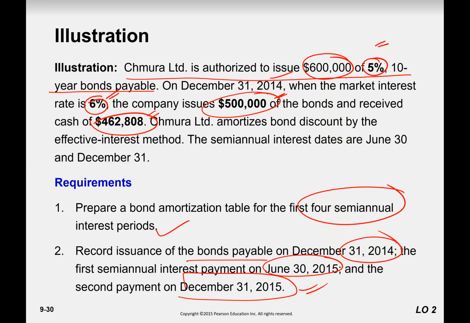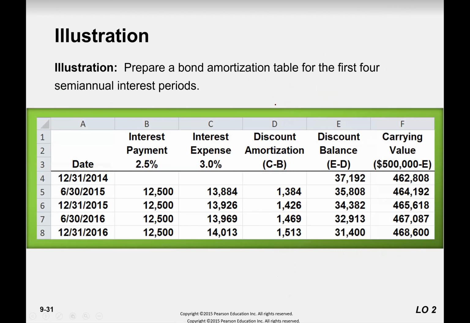Remember, they are not paying on the 1st of January. They are paying on the last of December. So there is no interest payable. There is only cash here. So this is how we make the first 4 interest payments and interest expense collections here.